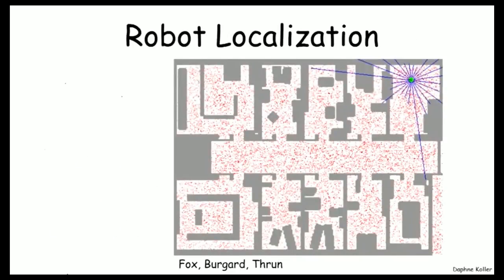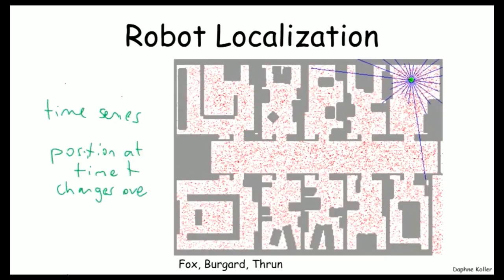Another example is that of robot localization, and this is another example of, in this case, a time series, where the robot moves through time from one position to the other, and although the position at time t is different, changes over time, we expect that the dynamics of the robot are fixed. And we'll talk more about that later.